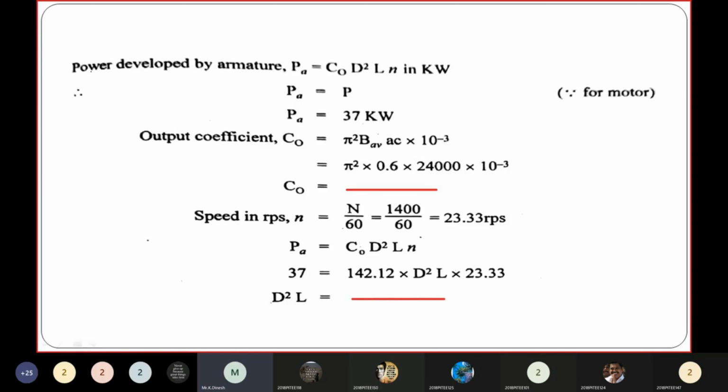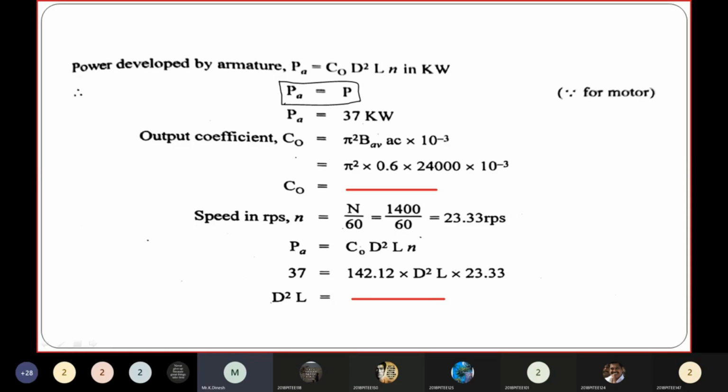So as usual, the power developed by armature PA equal to C naught D square L N in kilowatts. This is the general equation we have. In case of motor, PA equal to P. In case of generator, it is P by eta, because large machines have losses. So in the case of motor, the developed armature power equals the actual power. So PA should be 37 kilowatts.